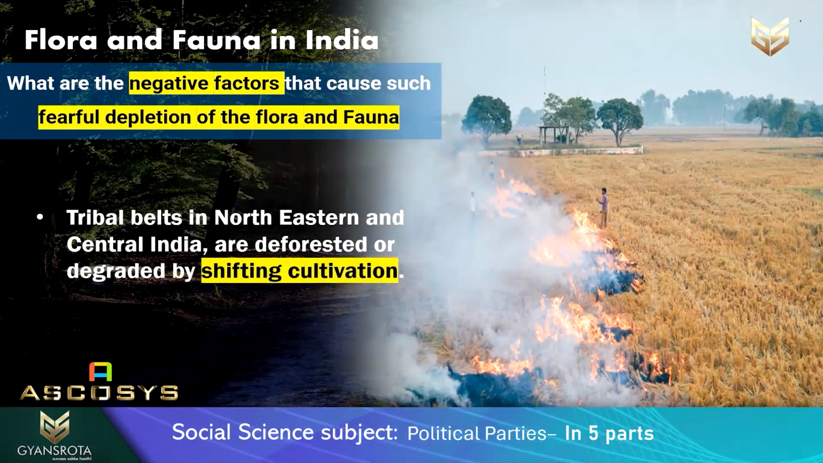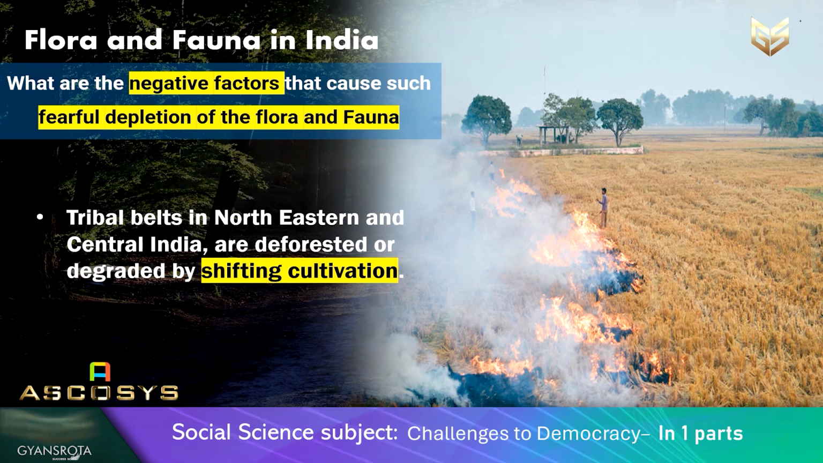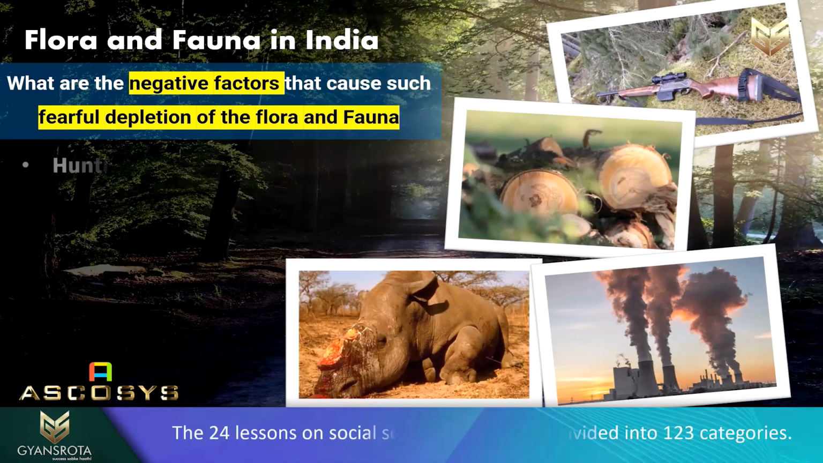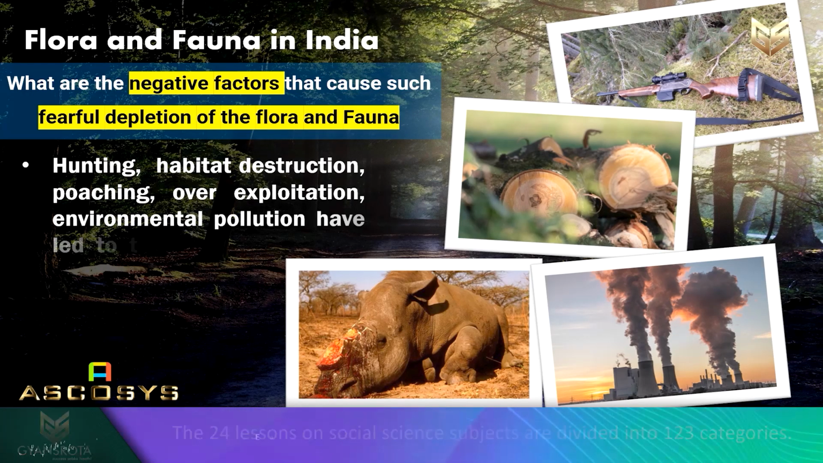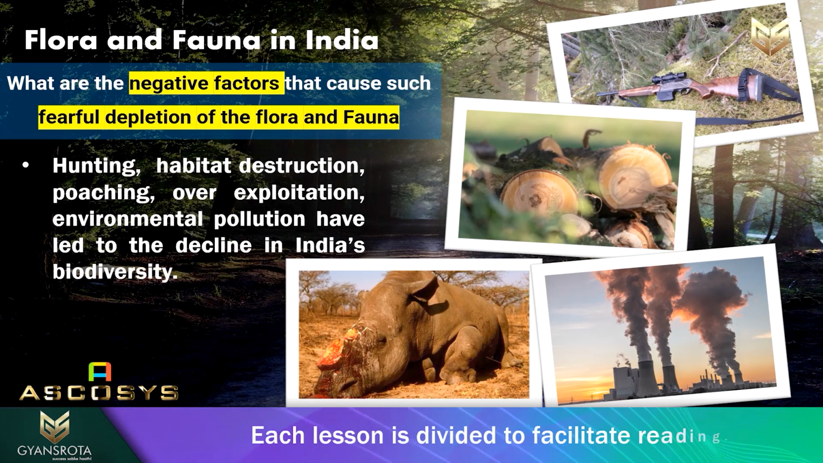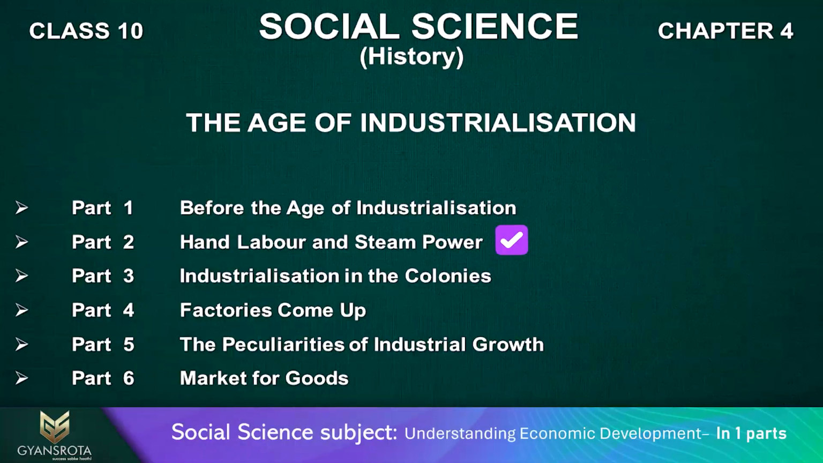Tribal belts in northeastern and central India are deforested or degraded by shifting cultivation. Collection of fuel wood and grazing have depleted forest resources over time. Hunting, habitat destruction, poaching, overexploitation, and environmental pollution have led to the decline in India's biodiversity.